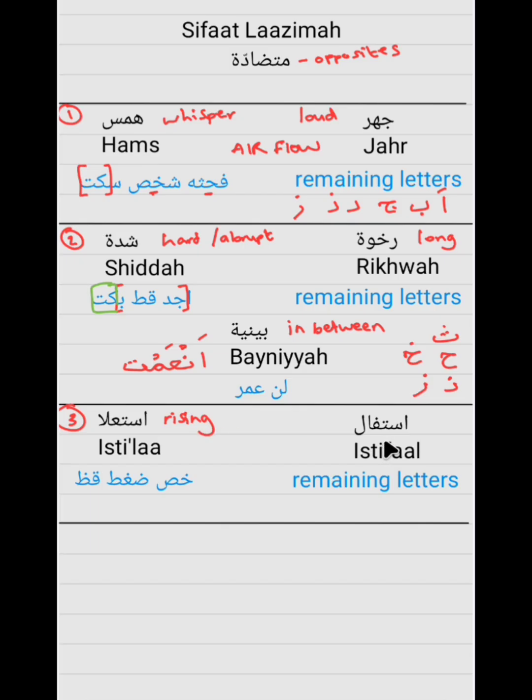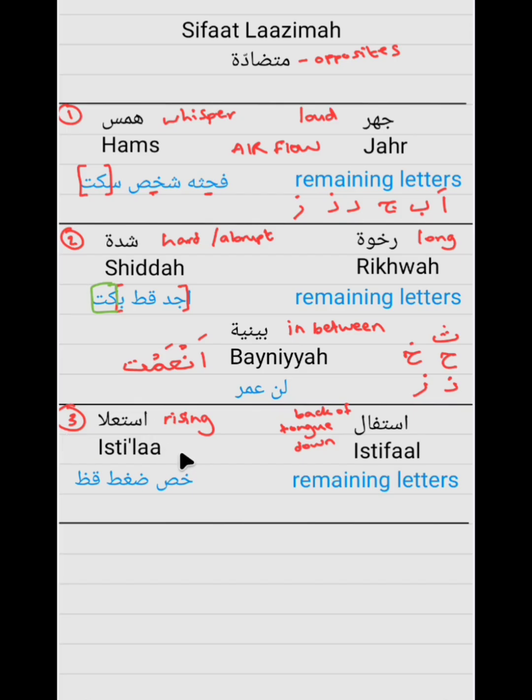And istifal, right? Fal kind of sounds like fall. You can remember it like that. When you're falling, you're going down. So the back of the tongue is downwards. So these are empty mouth letters and these are full mouth letters.